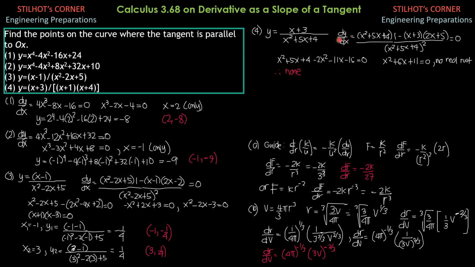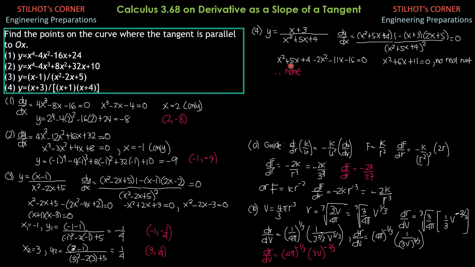Differentiating, copy the denominator times the derivative of the numerator, which is 1, minus the numerator (x plus 3) times the derivative of the denominator, 2x plus 5, then all over the square of the denominator, (x squared plus 5x plus 4) squared, equated to 0. So that still doesn't matter.